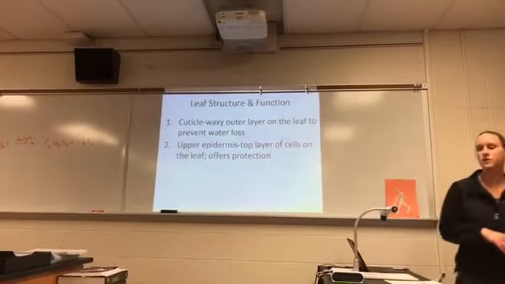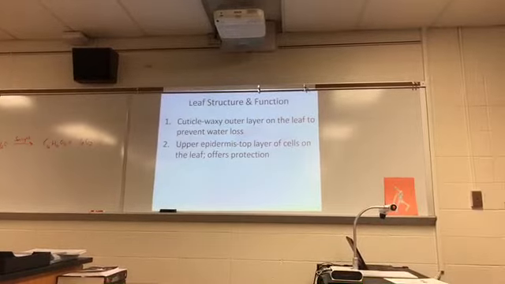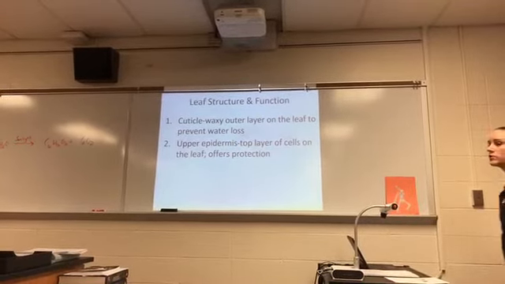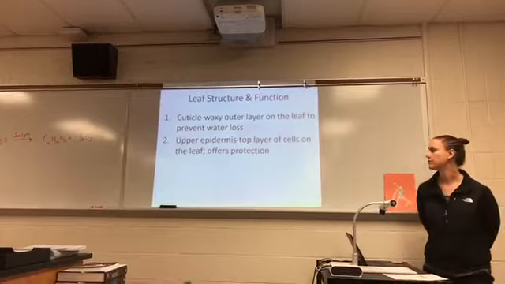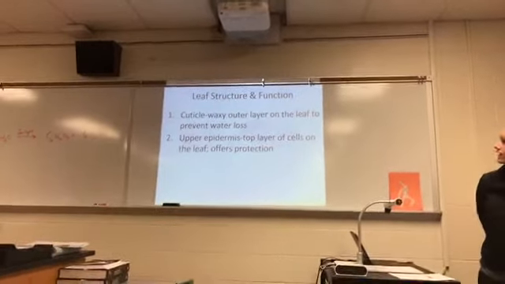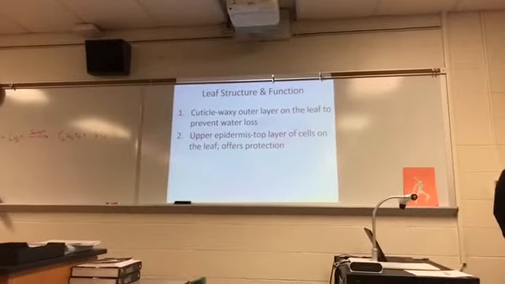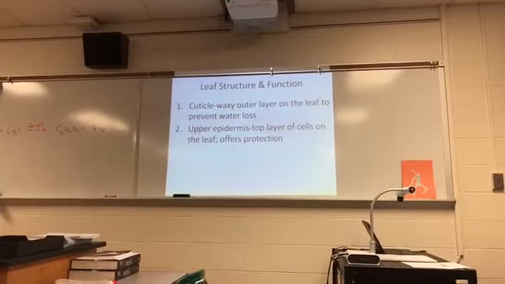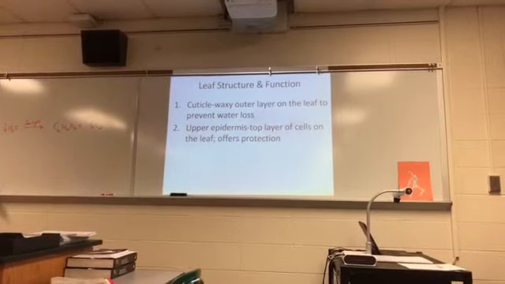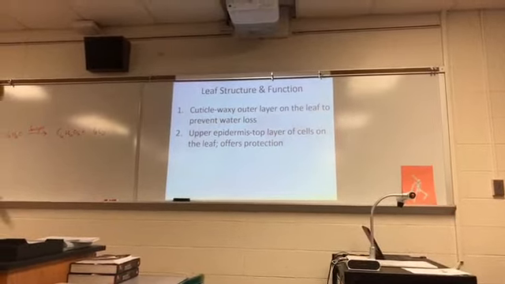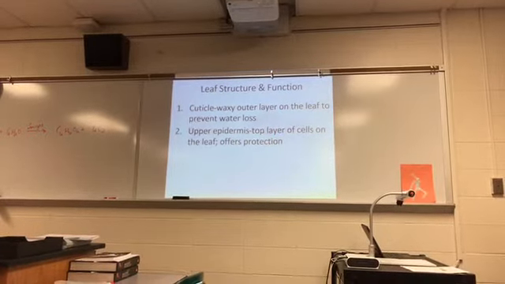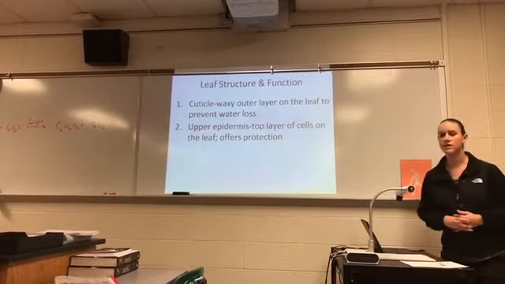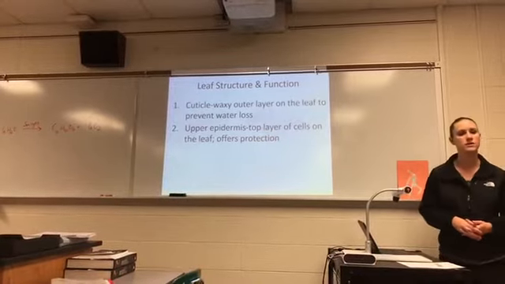Okay, so here's where your notes start. We're talking about each of the different layers. So remember, the top layer we talked about is the cuticle. That's a waxy outer layer on the leaf to prevent water loss. Okay. So it's waxy. What kind of organic compound would that be if it's waxy? A lipid. Okay. So it's a lipid, and it's going to help prevent water loss. That's its main job.